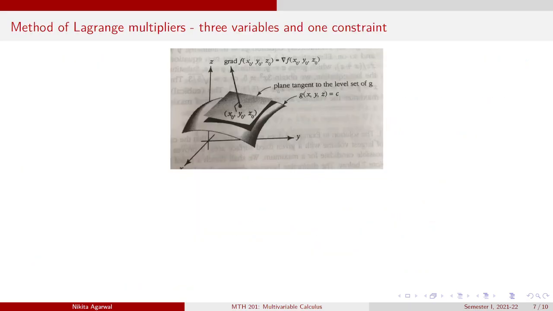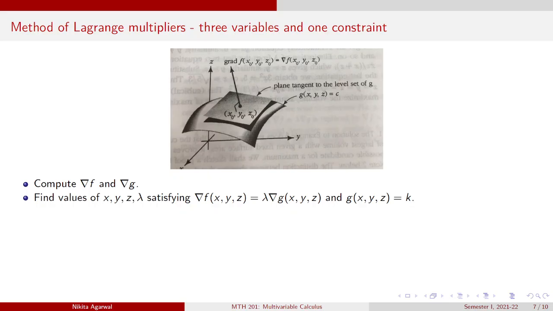So this is the picture. You have this level surface g(x, y, z) equal to k. You have this tangent plane at this point, right? So normal to this you know is gradient of g at this point, but what we have got is that gradient of f is also normal at this point. Therefore, they should be linear multiples of each other. So what is the method? You compute gradient f and gradient g. Now it's a function of three variables. You find values x, y, z and lambda which satisfy these two equations. Gradient of f is equal to lambda gradient of g. They are linear multiples of each other, and g is equal to k. The point lies on the level surface.